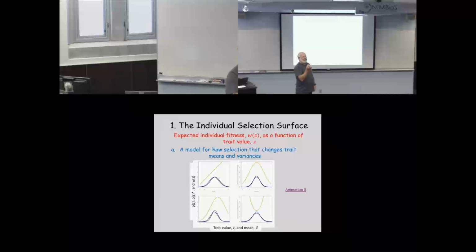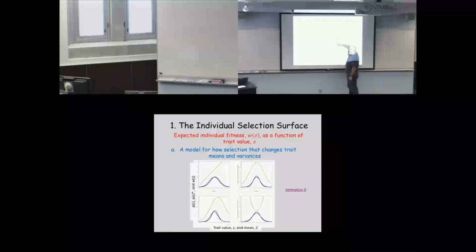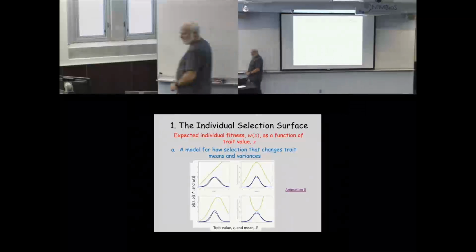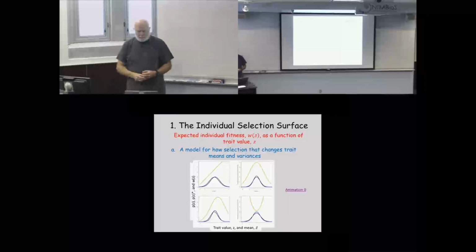That animation, of course, was a pure stabilizing and/or disruptive selection, depending on which way the curvature went. You notice that, and that was because we were dealing with this case and this case. The mean of the distribution before selection was centered right under the peak of the surface, right?